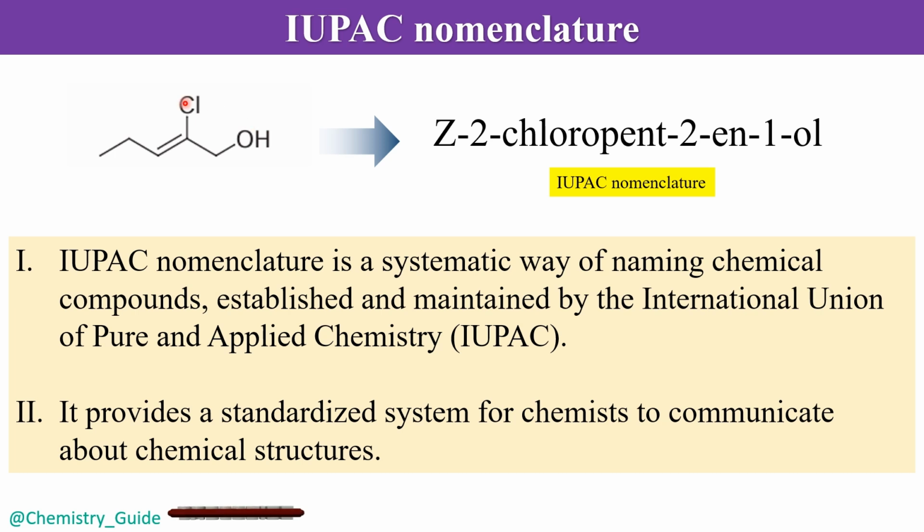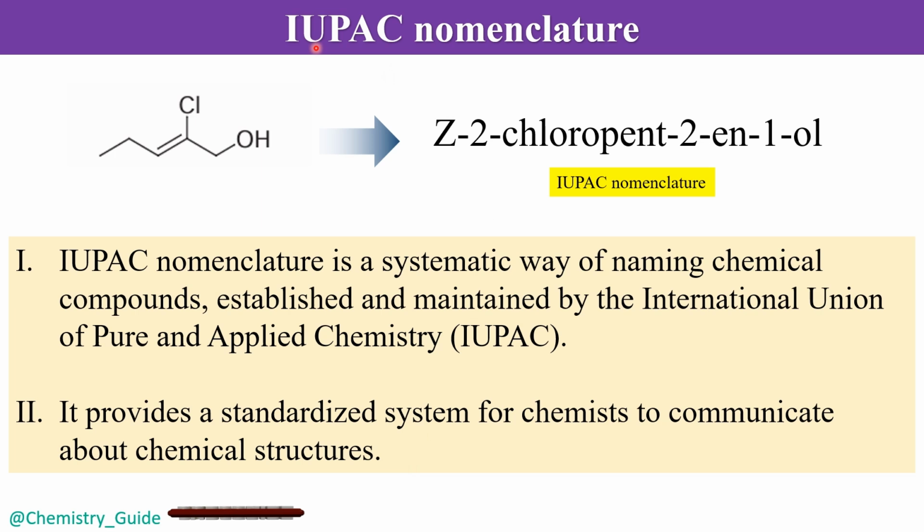So this is one of the representative examples. Its IUPAC nomenclature is Z-2-chloropent-2-en-1-ol. So why is IUPAC nomenclature important? The first one is that it provides the systematic naming of an organic compound. The full form of IUPAC is International Union of Pure and Applied Chemistry, and it provides the standardized system for organic chemists to communicate about the chemical structure.